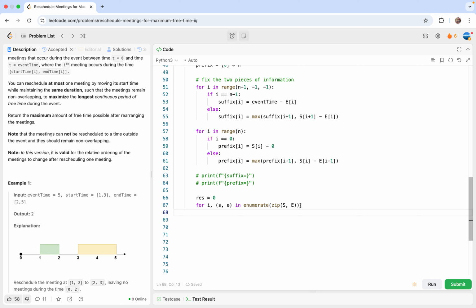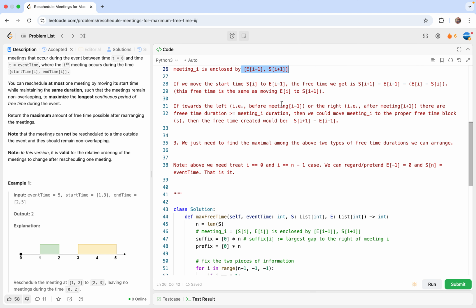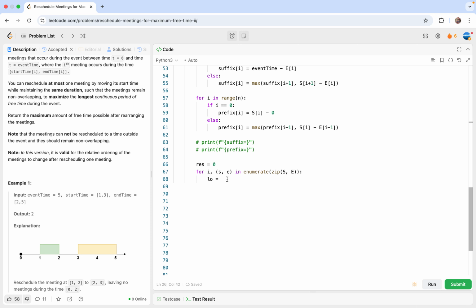Then let's first set the low. The low, so we see what's the enclosing part for S and E. So in general, it will be something like this, right? But we need to consider i equals 0 and i equals n minus 1. So this low will be 0 if i equals 0. Otherwise, it will be the end time of the previous meeting.